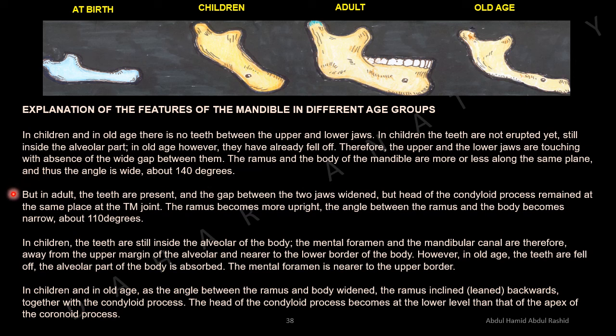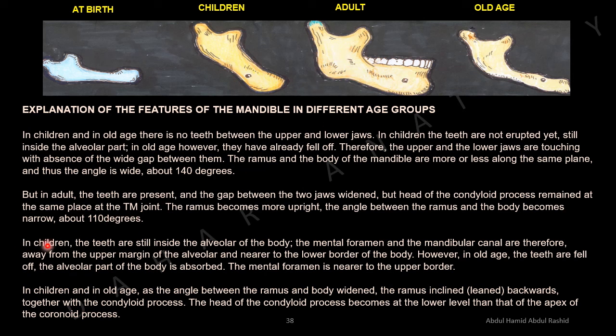But in adults, the teeth are present and the gap between the two jaws widens. However, the head of the condyloid process remains at the same place at the temporomandibular joint. The ramus becomes more upright. The angle between the ramus and the body becomes narrow, about 110 degrees.